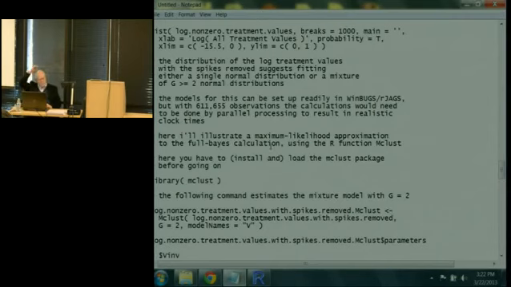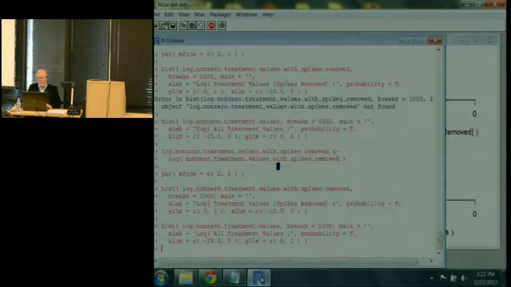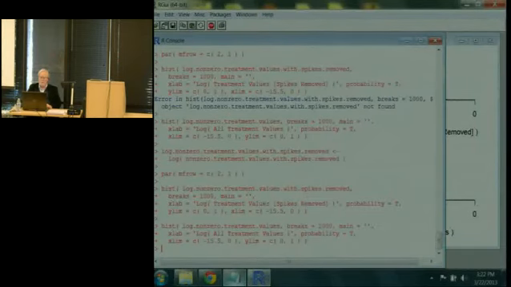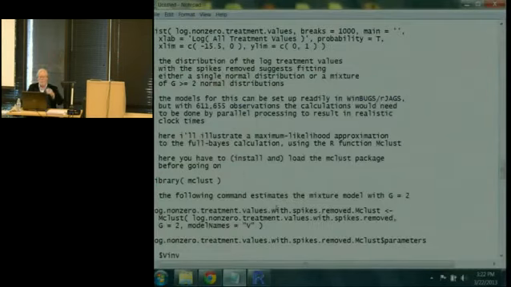Okay, so the distribution of the log treatment values, there they are again. That sort of reminds me of either a normal curve or maybe a mixture of a relatively small number of normal curves. So let's try that. Like it says here, the distribution of the log treatment values with the spikes removed suggests fitting either a single normal distribution or a mixture of, let's call it capital G, greater than or equal to 2 normal distributions.